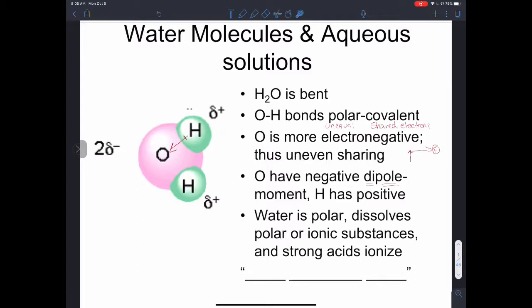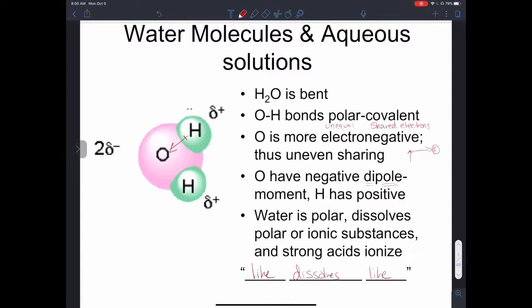It dissolves polar or ionic substances and strong acids ionize. And that's really what we want to talk about today. How is it that certain substances react in water in a predictable way? We have this saying, like dissolves like. So it's a well-known concept that substances that are polar, such as water, will dissolve other polar substances.